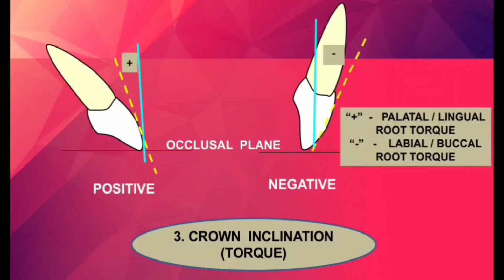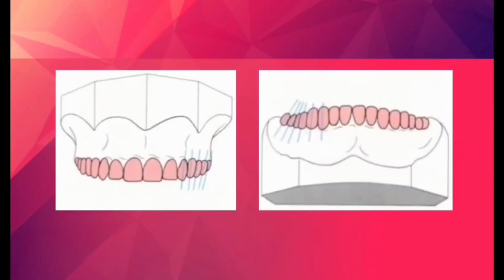For the occlusion to be considered normal, the upper incisors should have positive crown inclination and the lower incisors should have negative crown inclination. For the posteriors, the upper posteriors have negative crown inclination from the canine to the second premolar, and slightly more negative crown inclination exists in the upper first and second molars. And the lower posteriors have progressively greater negative crown inclination from the lower canines through the lower second molars.